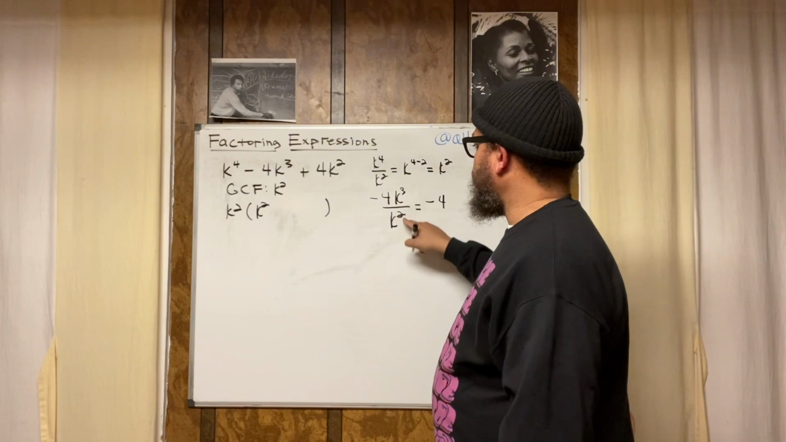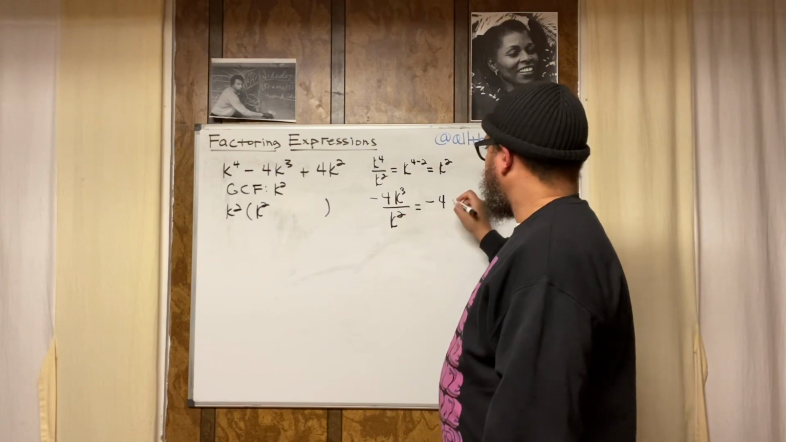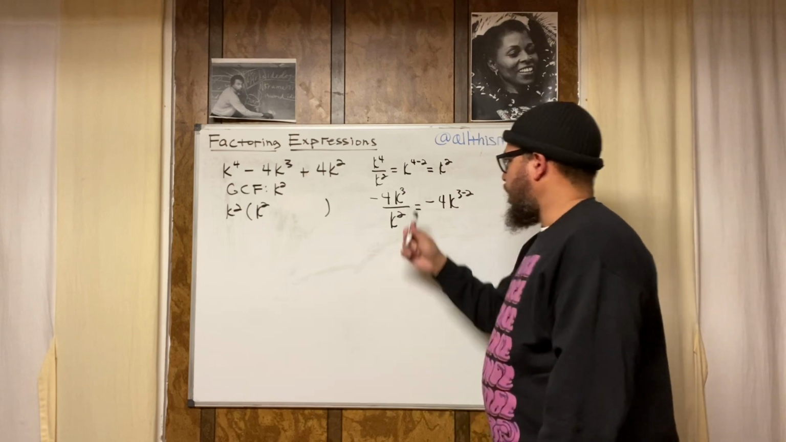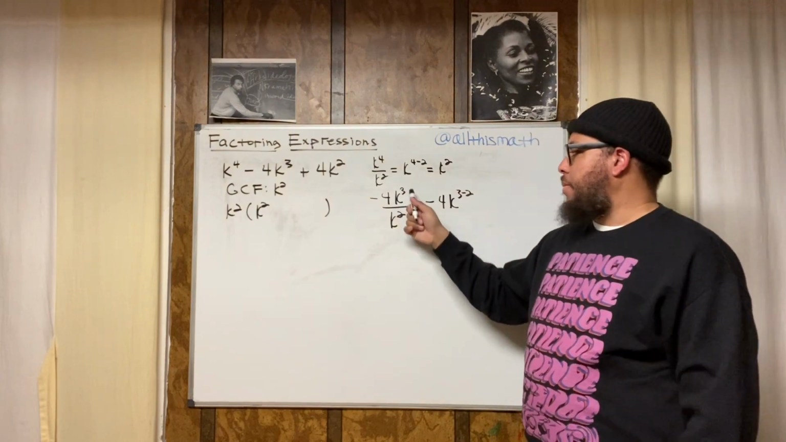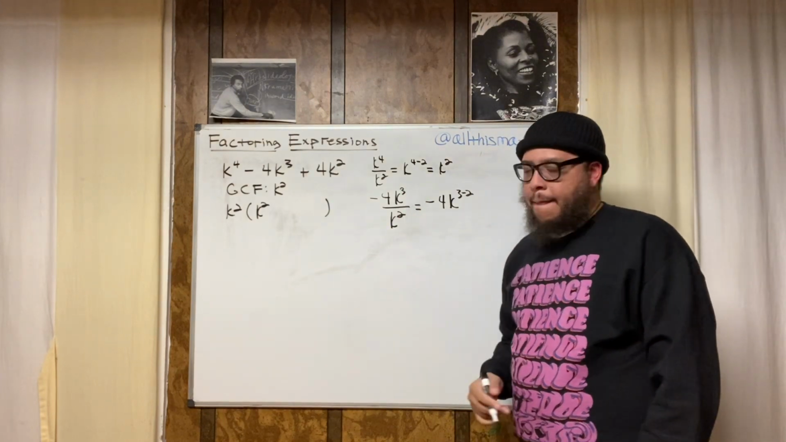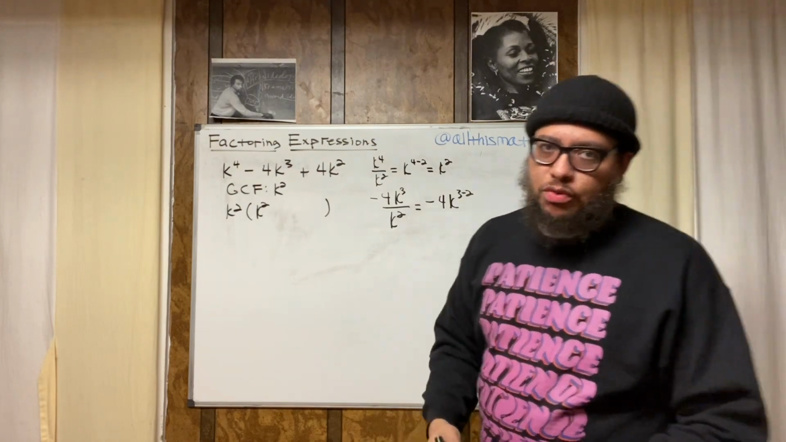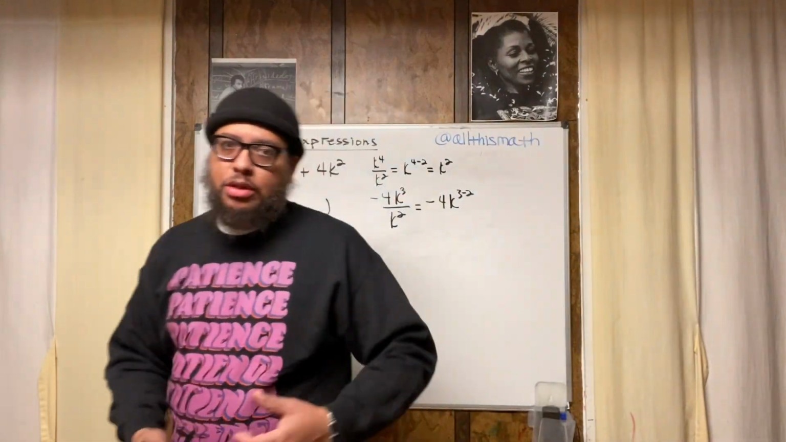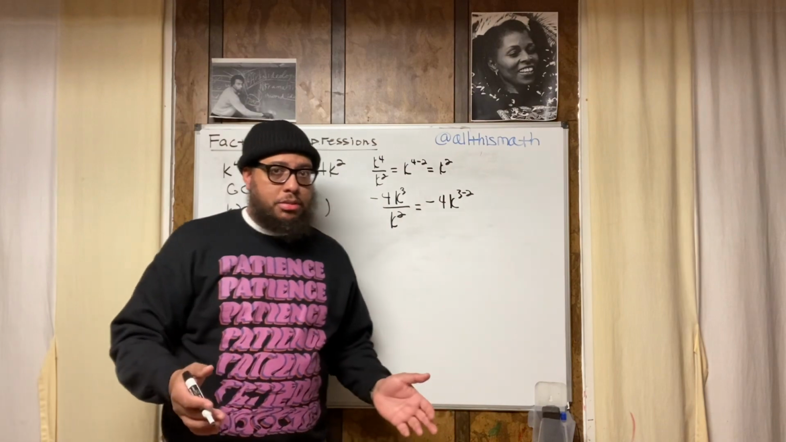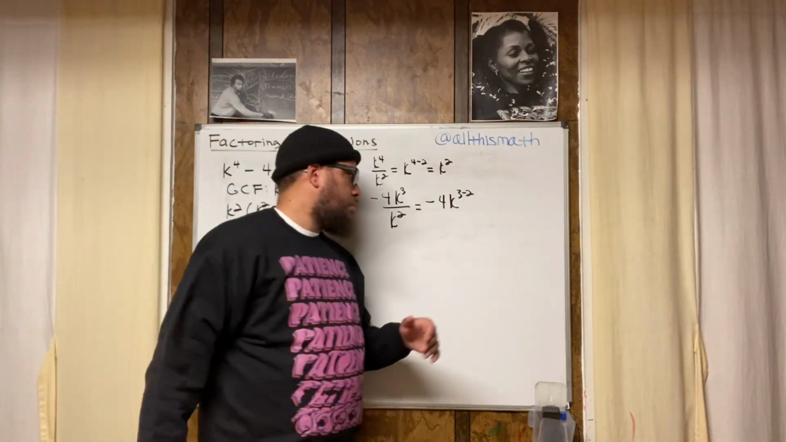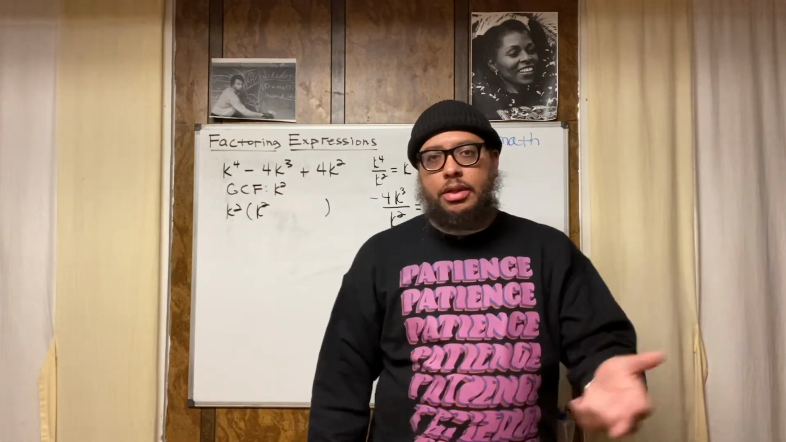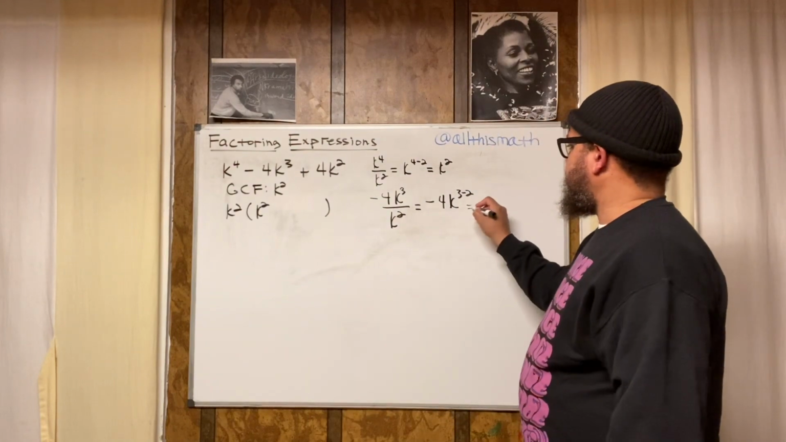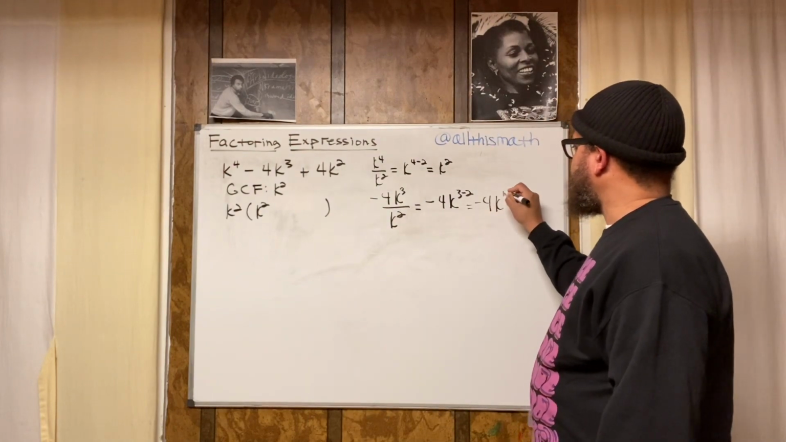Then you got k cubed divided by k squared. So we're going to do k, and then we're going to do 3 minus 2. It's always top minus bottom, top minus bottom, top minus bottom. When you get a little more comfortable with the division rule, you can do some tricks where sometimes you might want to do the bottom minus top. Sometimes, but not right now. So 3 minus 2 is 1. So that gives us negative 4k to the 1st power.